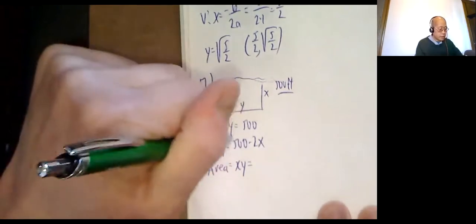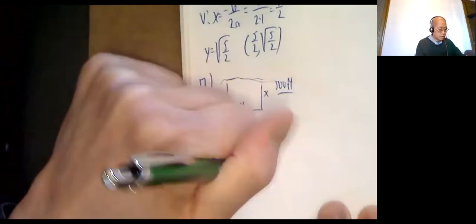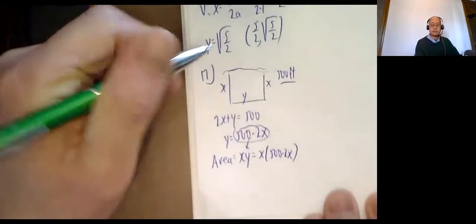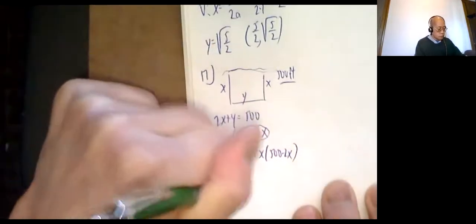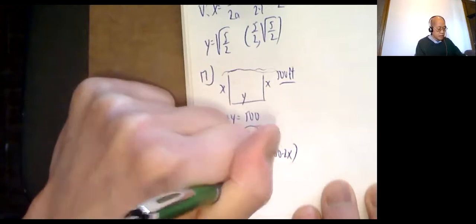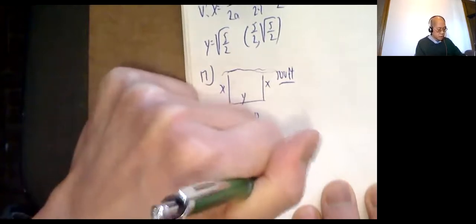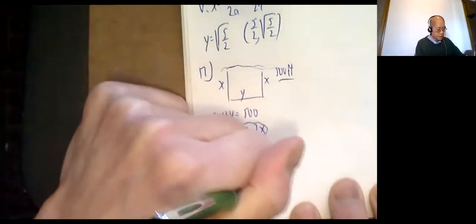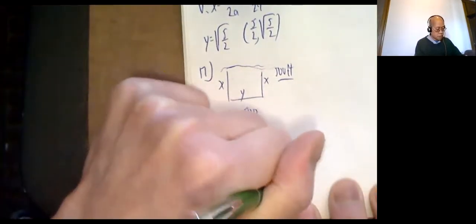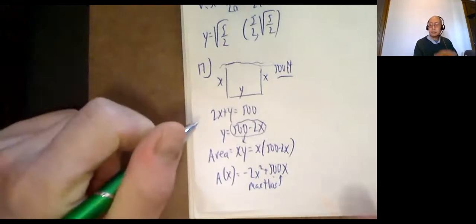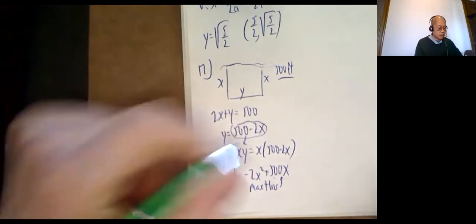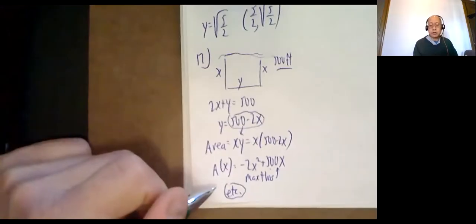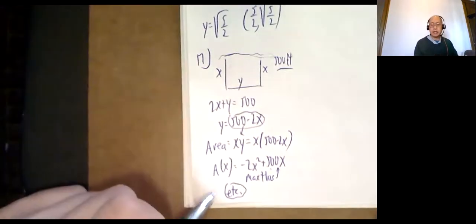But what is Y? I pick this up and throw it in here. X times 500 minus 2x. So as a function, A of x is negative 2x squared plus 500x. Okay, and you want to maximize this. I think I'll let you take it from there, so I'm going to say et cetera. Now, of course, you don't get to say et cetera on homework or quizzes or tests. I get to say et cetera, but you guys don't.